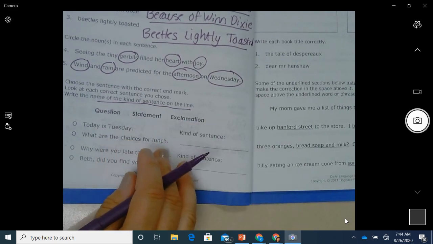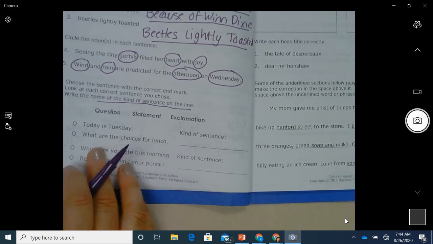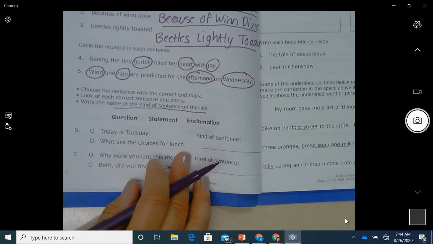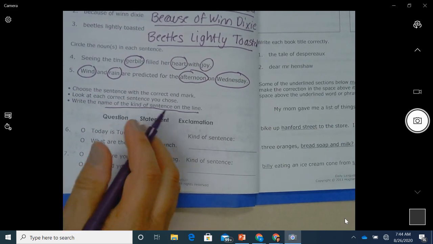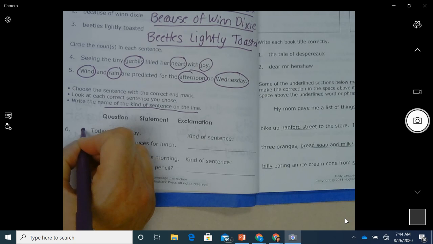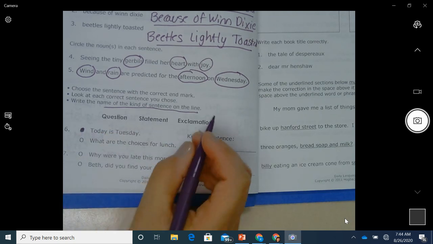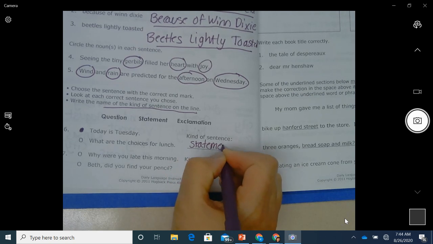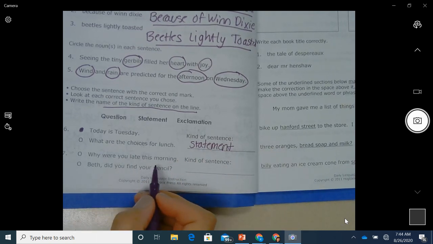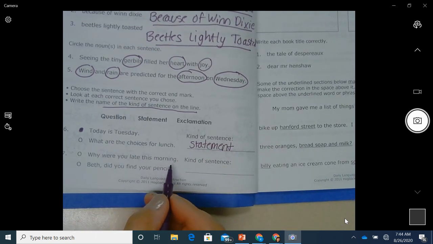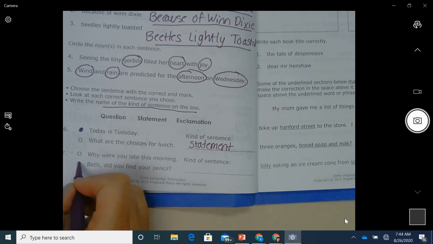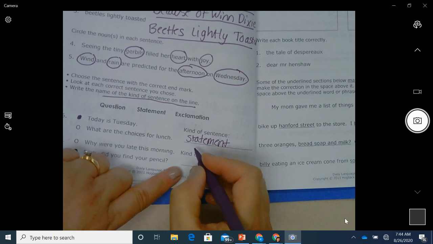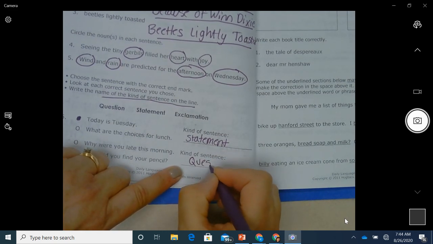So, today is Tuesday, or what are the choices for lunch? When a sentence starts with what, I need a question mark at the end. So I know today is Tuesday is my correct statement. It actually is what it is. It's not really an exclamation. Why were you late this morning? That needs a question mark. Beth, did you find your pencil? That is more correct. And it is a question.